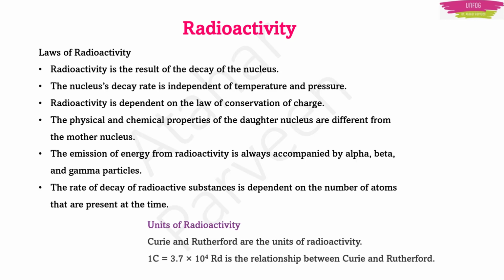And coming to the units of radioactivity, there are two units: one is Curie, Madame Marie Curie's Curie, and the other is Rutherford. 1 Curie is equal to 3.7 into 10 to the power 4 Rutherford. This is the relationship between Curie and Rutherford. They can ask this question as an MCQ. You have to remember that 1 Curie is equal to 3.7 into 10 to the power 4 Rutherford.